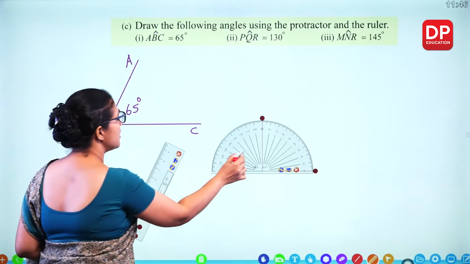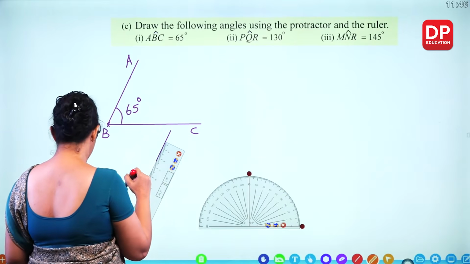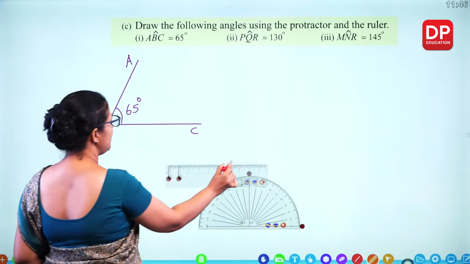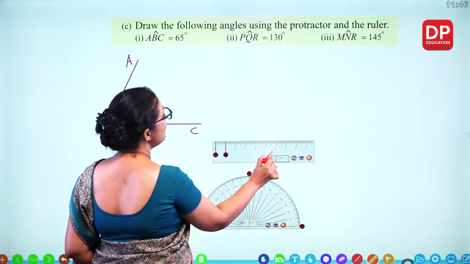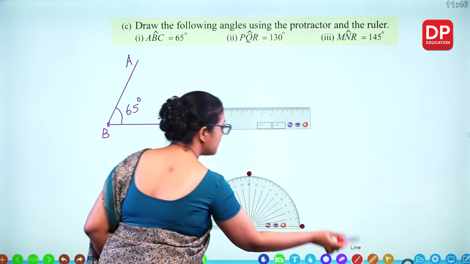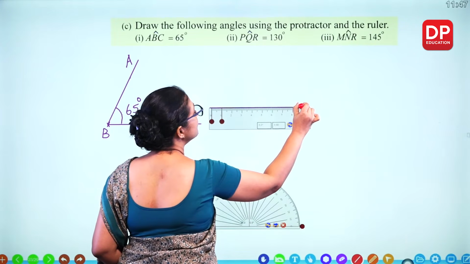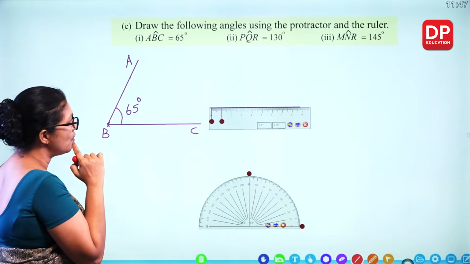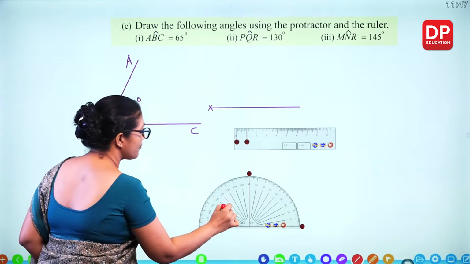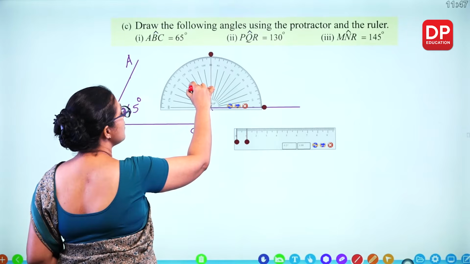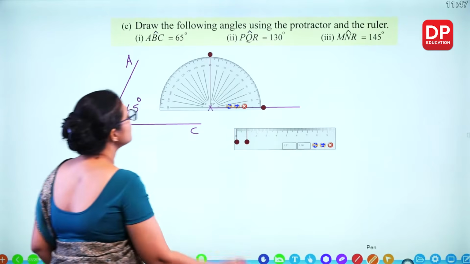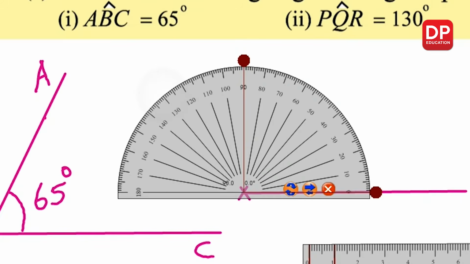PQR 130. So again, you can take the ruler. We'll draw it somewhere here. Draw a line. Now you have to measure the angle. We'll take this point. Keep the protractor on top of that point. Measure 130. From here, 130 is here.